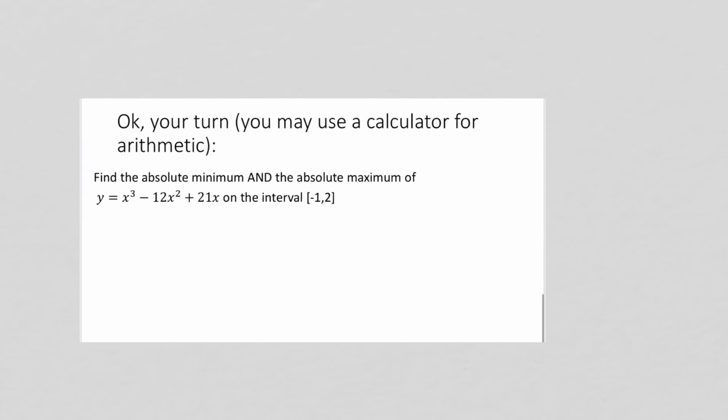Okay, so let's try another one. We're going to find the absolute minimum and the absolute maximum of y equals x cubed minus 12x squared plus 21x. See if you can remember the steps. Give it a shot. So pause the video and give it a shot.